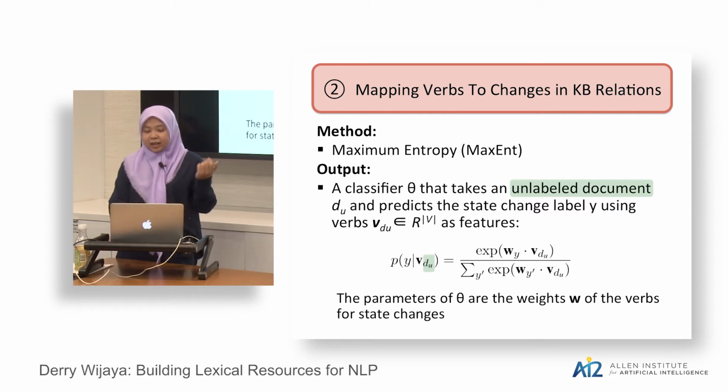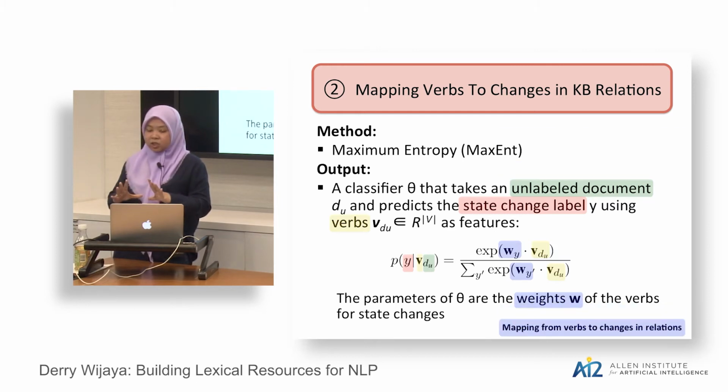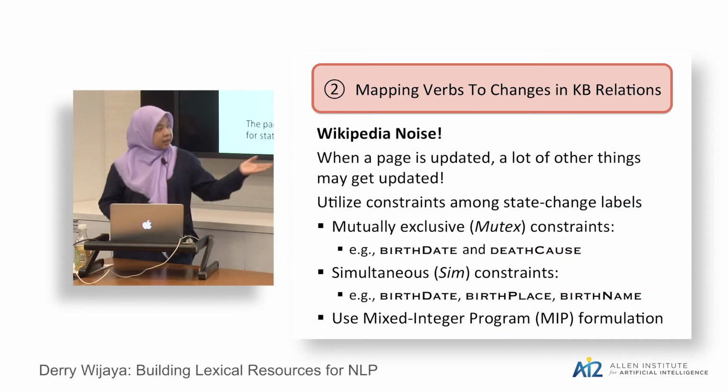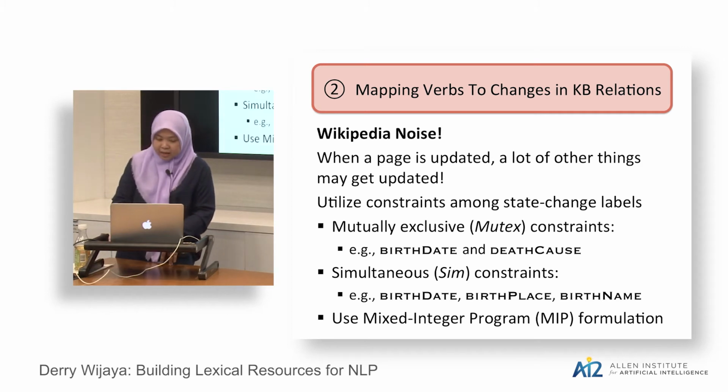And the way we do that is we use maximum entropy, and we learn a classifier that takes an unlabeled Wikipedia document and predicts the state change label using the verbs that are being added or removed from the page as features. And the weights that we learn here, we can use to weight the confidence of the mapping between the verbs and the changes in relations.